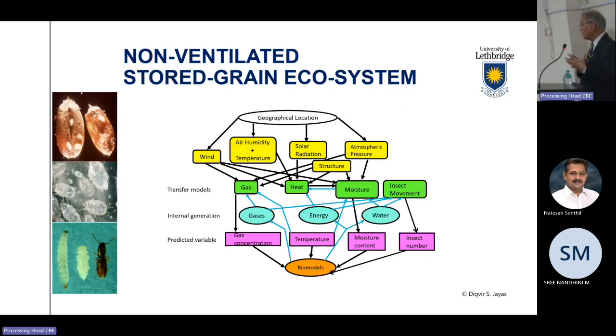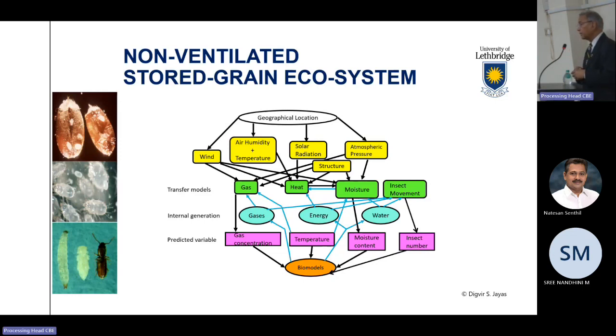Geographical location would dictate the parameters shown in the yellow. Wind velocity would affect, for example, the convective heat transfer coefficient. Air humidity and temperature would affect the interaction with the grain because of its hygroscopic nature. Solar radiation would impact the structure, which then would have an impact on the stored grain.